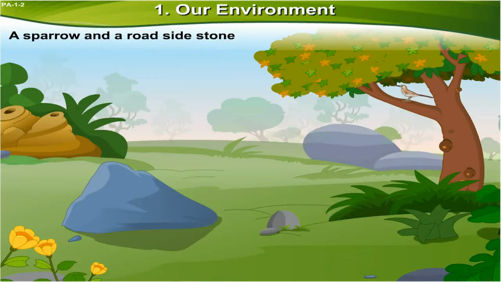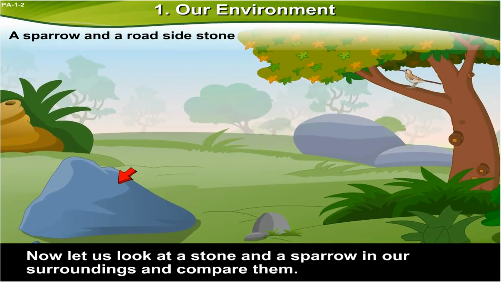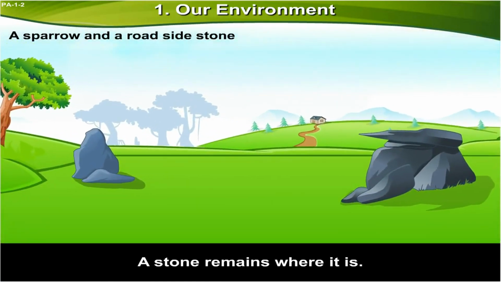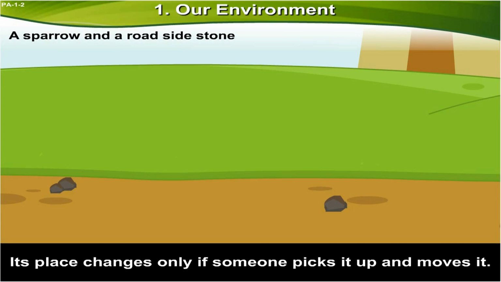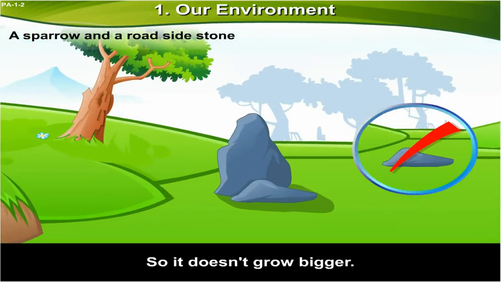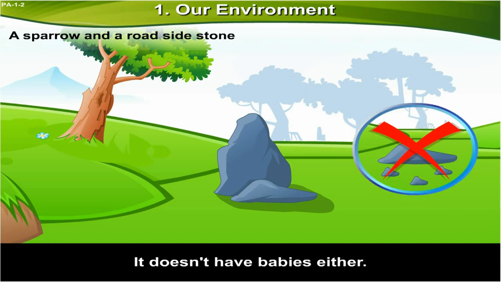A sparrow and a roadside stone. Now, let us look at a stone and a sparrow in our surroundings and compare them. A stone remains where it is. Its place changes only if someone picks it up and moves it. It doesn't eat, so it doesn't grow bigger. It doesn't have babies either.